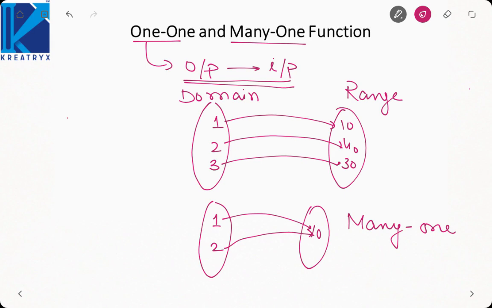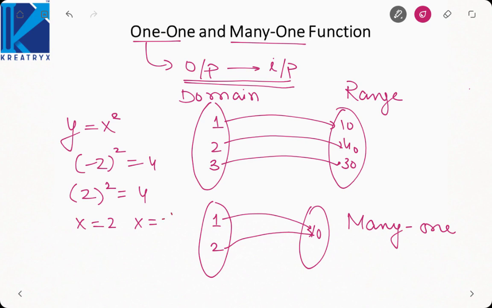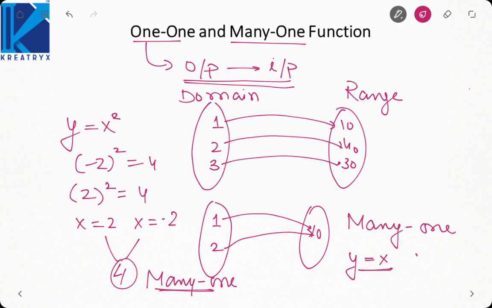Like I took an example, y is equal to x square. Actually, minus 2 square is also equal to 4 and 2 square is also equal to 4. That is, for two inputs x equal to 2 and x equal to minus 2, I am getting the same output, that is 4. So such kind of functions are known as many-one function. Okay. Suppose if we have y is equal to x, then it is a one-to-one function, as one output is only mapped to one input. So these are the two basic classifications of any function.